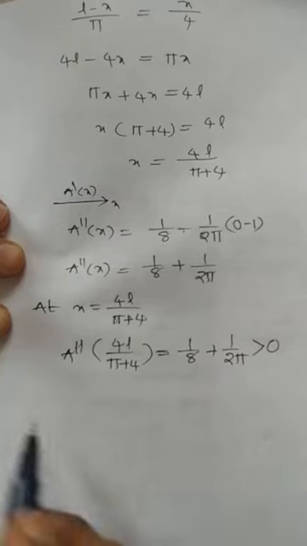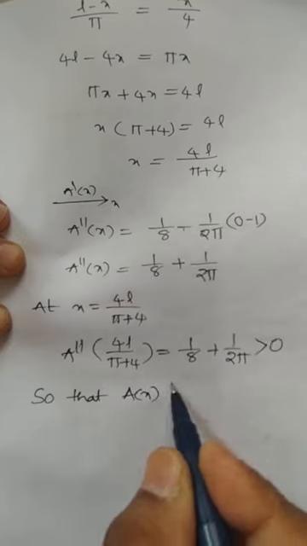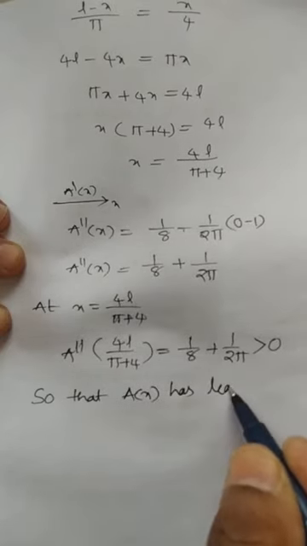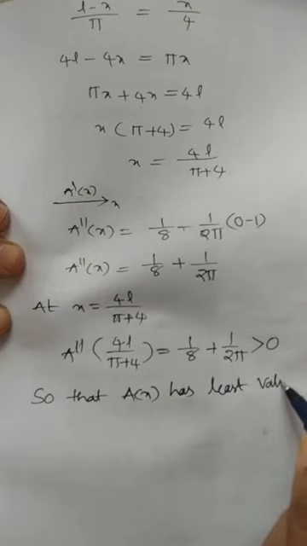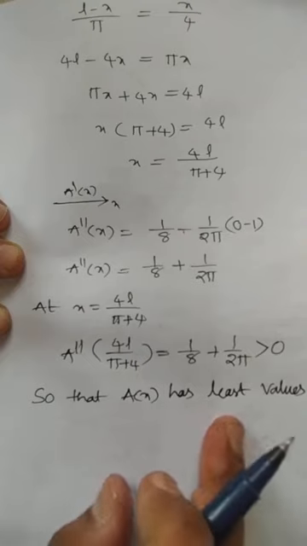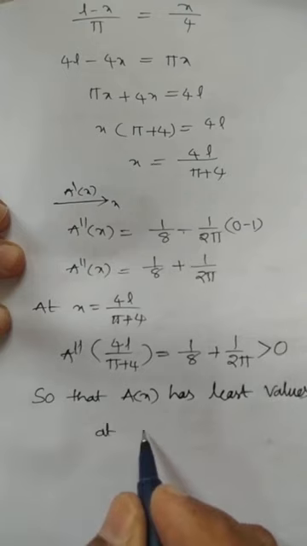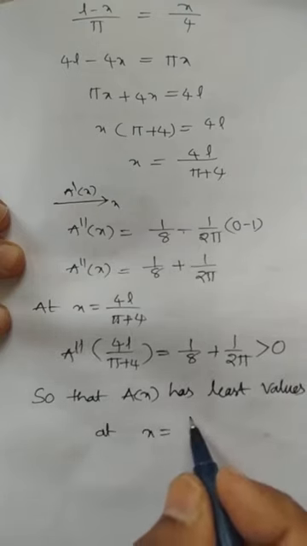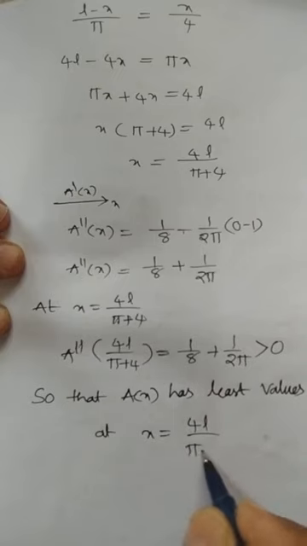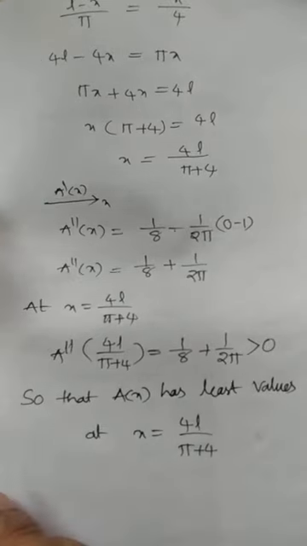So that A of x has a least value. That means the sum of the two areas is least at x equal to, what is x? The length of the wire which made a square. So we got that x value, and we need to find the remaining part of the length of the wire.